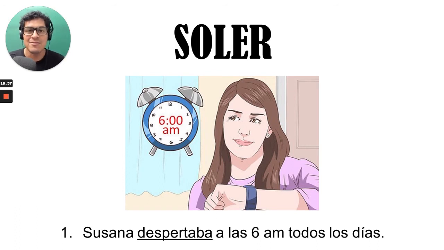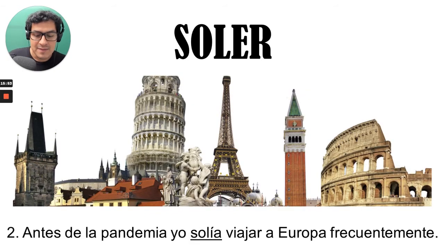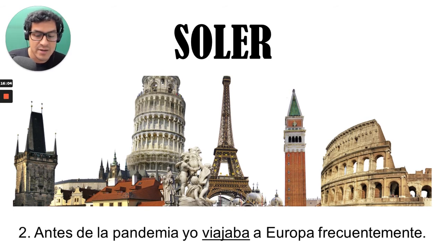Again, I can have the verb soler plus another verb in infinitive or the imperfect conjugation of that verb, like here, despertaba. Solía despertar equals despertaba. Ejemplo 2. Antes de la pandemia, yo solía viajar a Europa frecuentemente. Or, antes de la pandemia, yo viajaba a Europa frecuentemente.